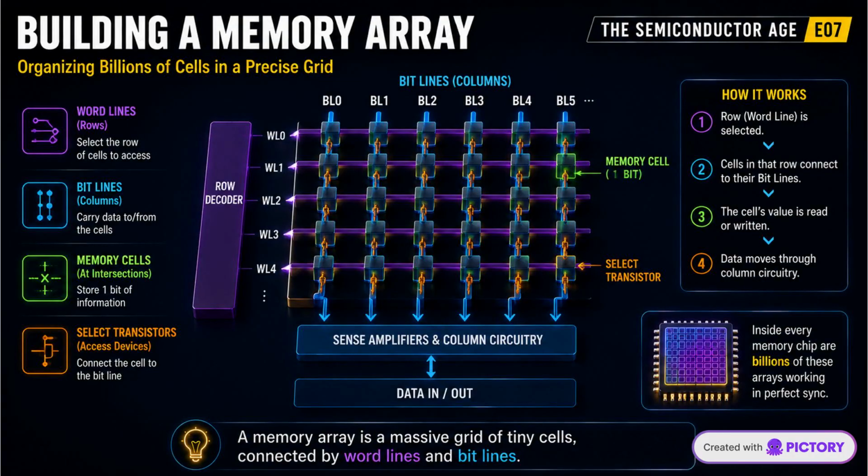Billions of individual cells cannot be controlled randomly. They are organized into rows and columns, forming a memory array. Word lines select rows, while bit lines carry information to and from the cells. This carefully designed architecture allows computers to locate and access specific data extremely quickly.